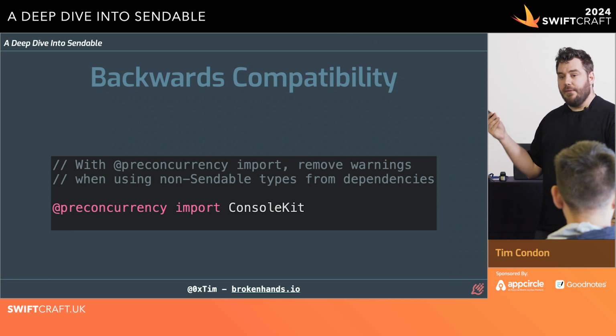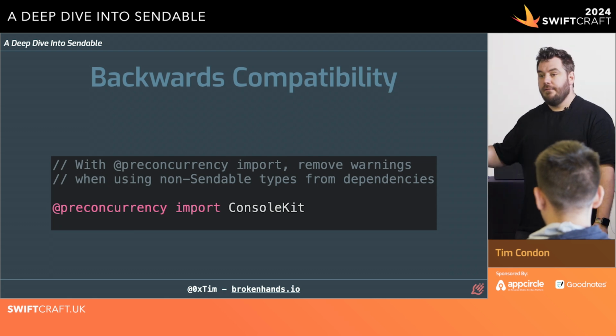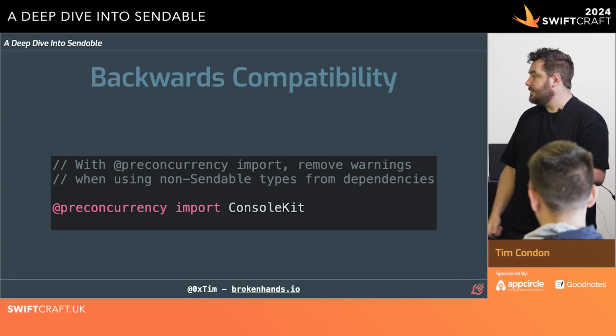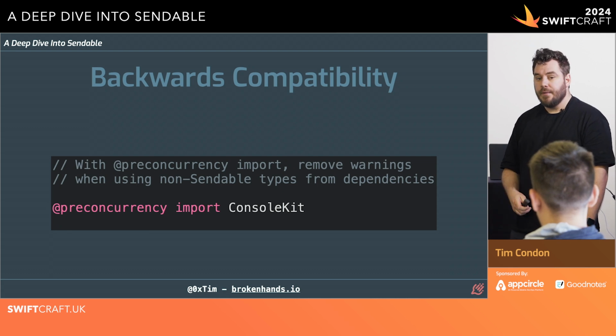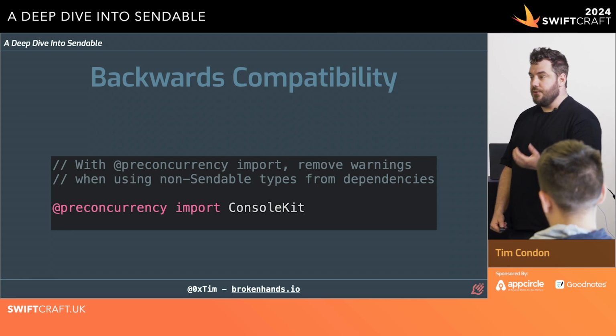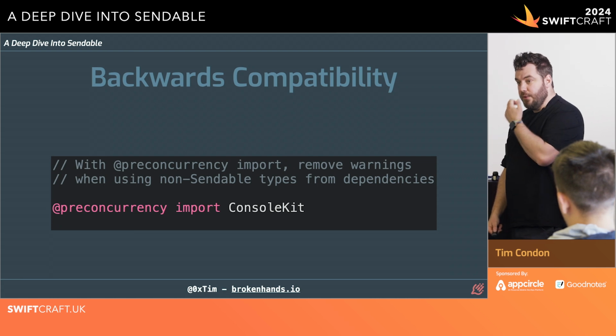And the really nice thing about this is that when your dependencies actually update and fix those problems, so when ConsoleKit fixes all the issues inside that are not Sendable, you'll get a warning from the compiler saying that preconcurrency is no longer needed. So you know when your dependencies have been updated properly. It's a nice way of keeping an audit, so you know which dependencies haven't been updated and which people you need to pester.